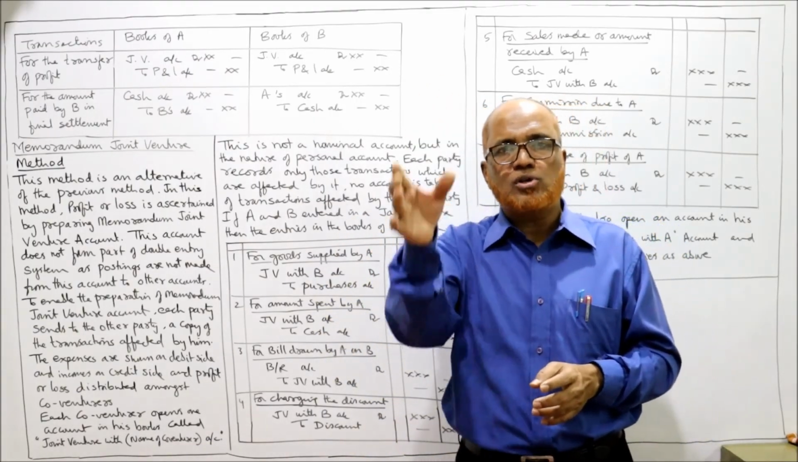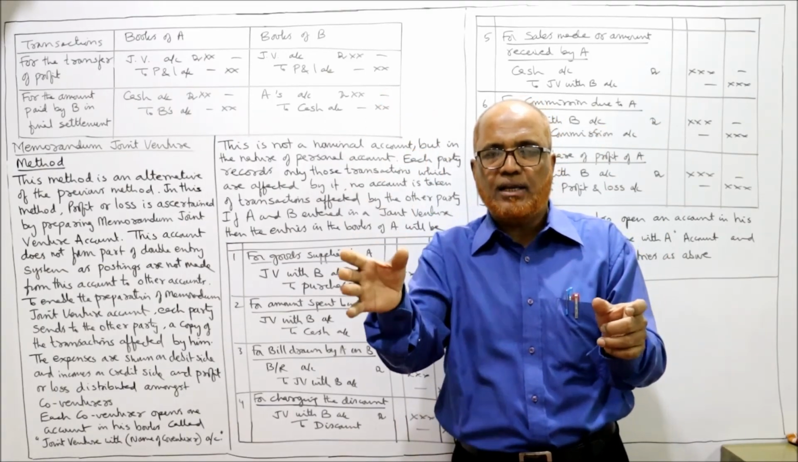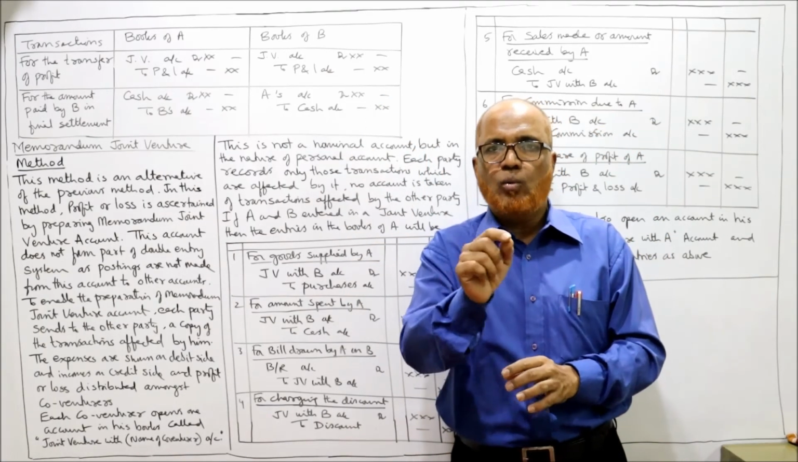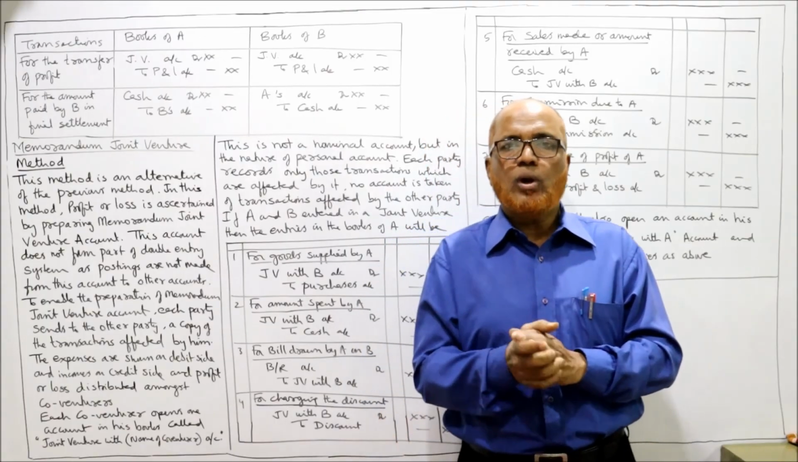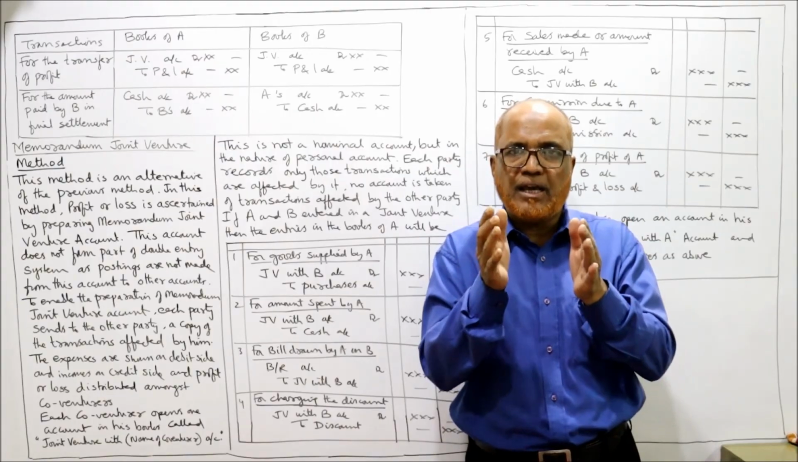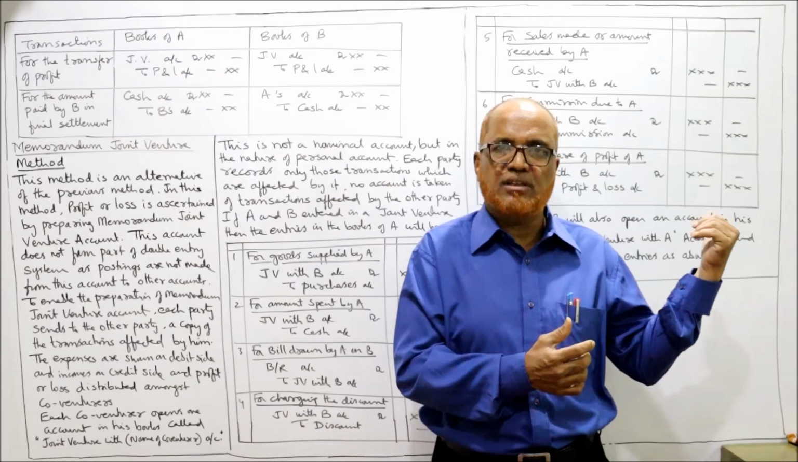We'll take all incomes on credit side, all expenses on debit side. Right hand side will take all incomes, left hand side will take all expenses. We'll find out the profit, divide the profit between the two parties. Then he will record only those transactions which are affected by him only, not the transactions affected by the other one. We have seen the entries.